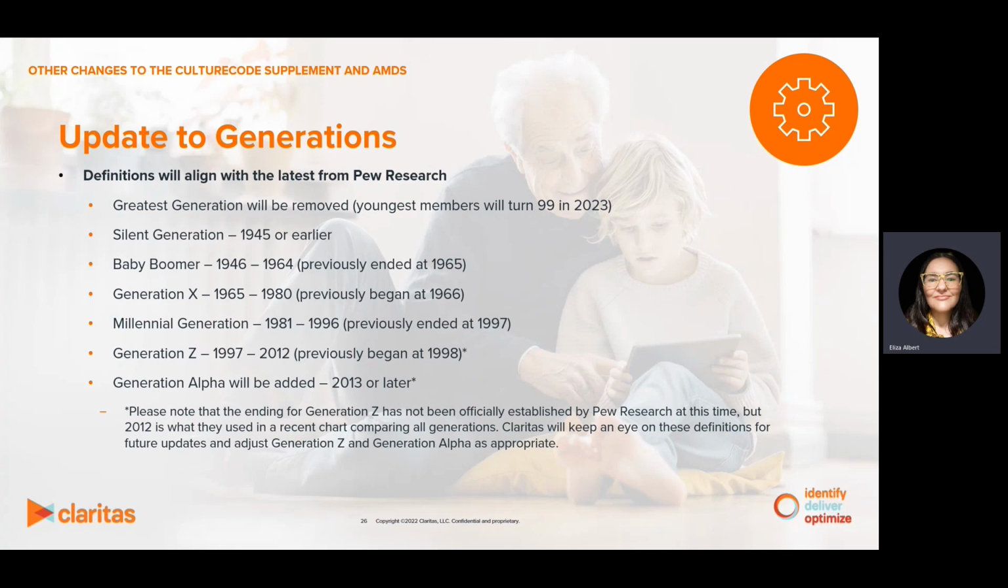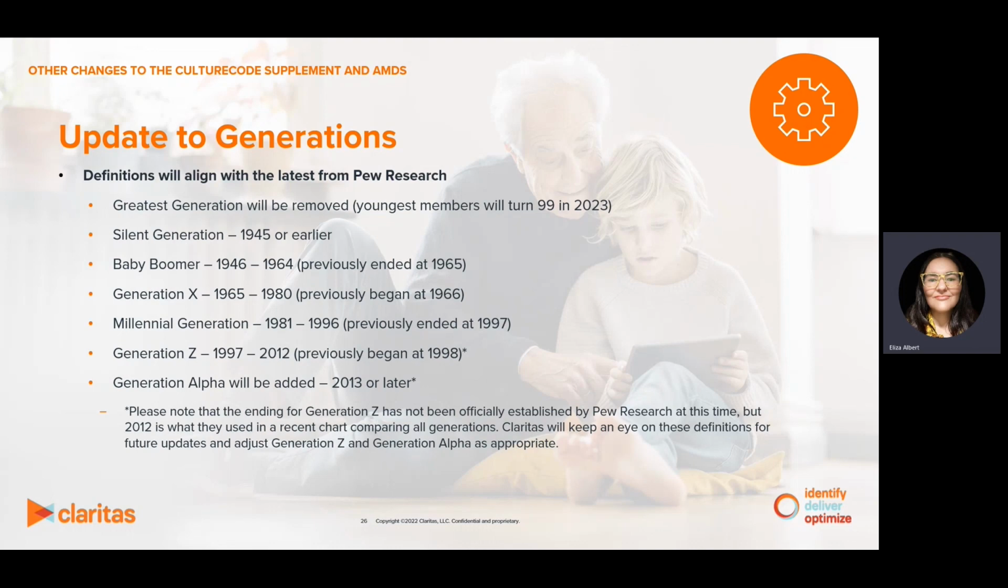In better news, we are going to update our generations categories. So we're taking this opportunity to align our definitions with the latest from Pew Research. First, the greatest generation category will be removed because the youngest members will turn 99 in 2023. So it's getting difficult to break this out because we don't have a lot of data for older ages. So the silent generation category will now be anyone born 1945 or earlier. So anyone who's technically part of the greatest generation will be summarized with that category in our products.